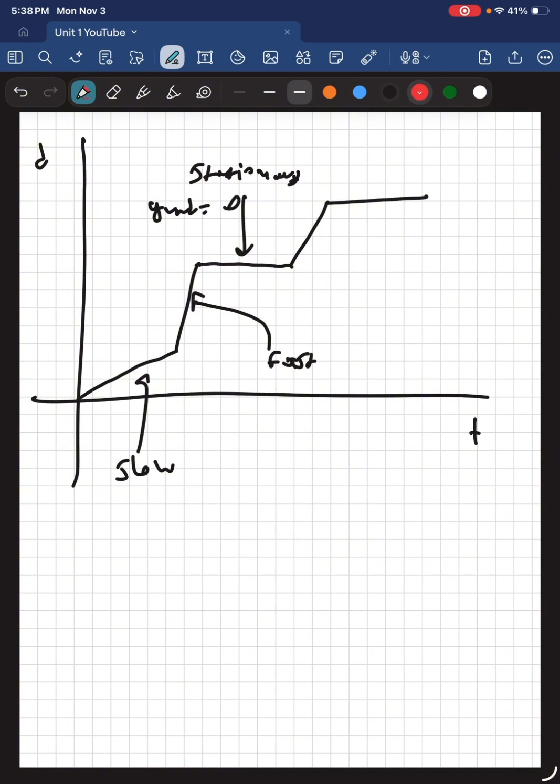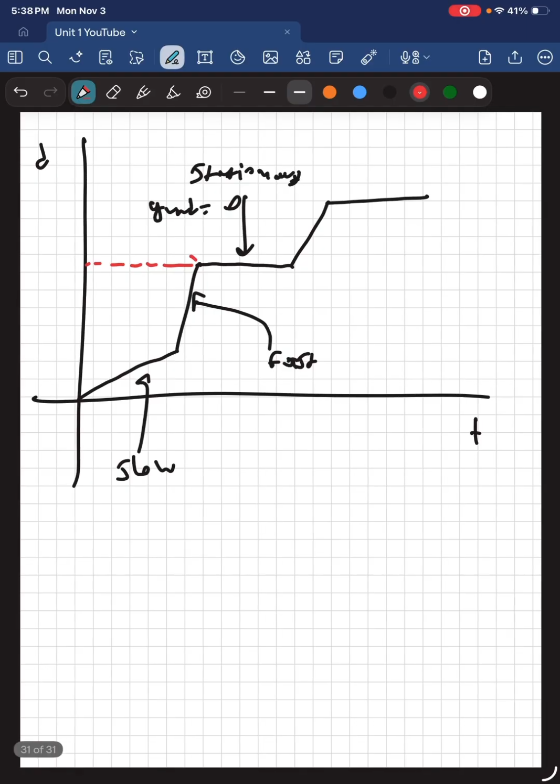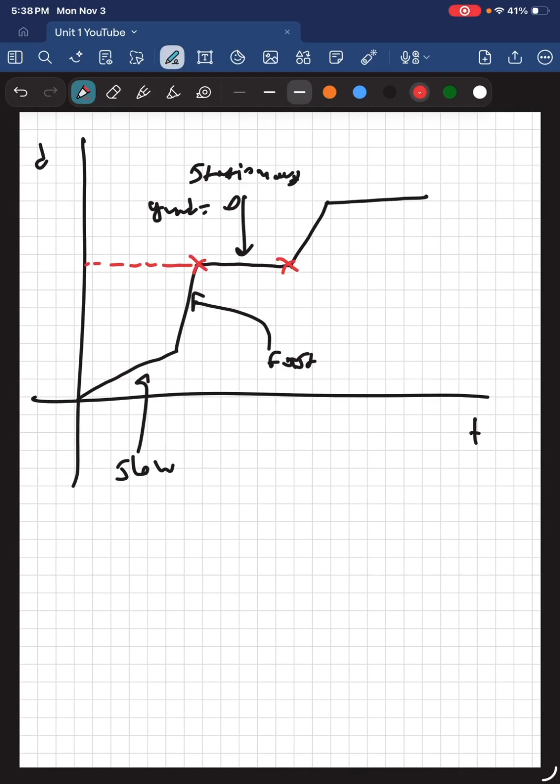How do we know that it's stationary? Because the position doesn't change. Notice that from here to here, the object did not move at all. So 0 gradient, stationary object. Here it moves fast again, and here it moves slow. And this is it as far as distance versus time graphs go.